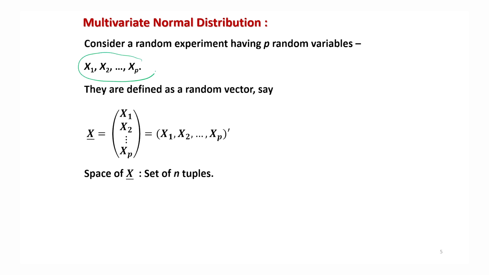Something like x1, x2, xp. Now these p random variables can be expressed in the form of a random vector. Vector is the vector of vectors and matrices. So I try to express these p variables x1, x2, xp here as a vector x, which is like this, right? And the space of x is going to be the set of n-tuples.